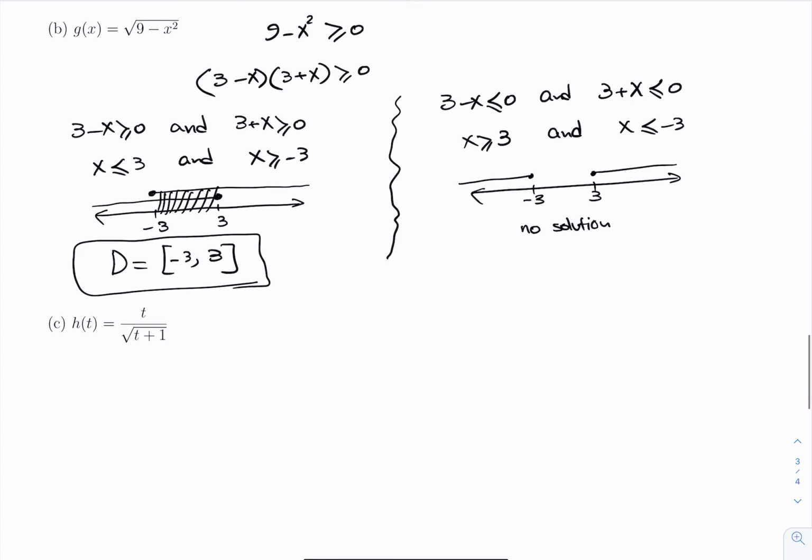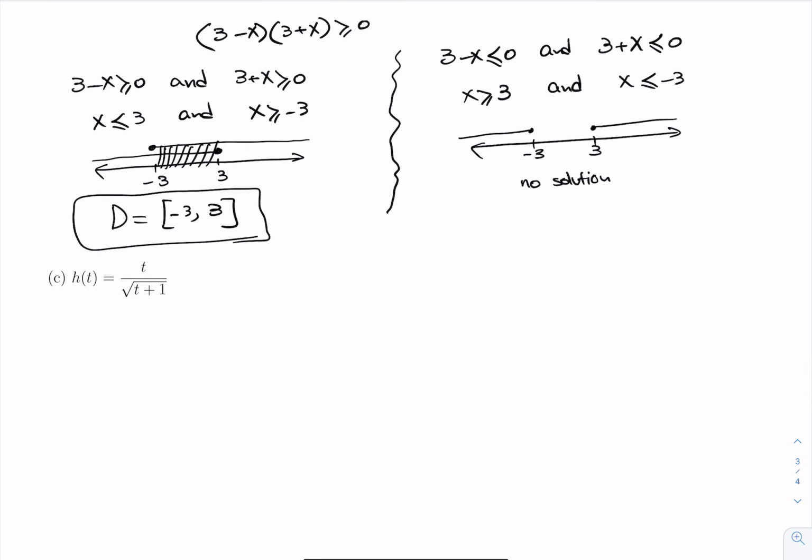Let's take a look at part C. h of t is t divided by square root of t plus 1. Here we have both a denominator and a radicand. The denominator cannot be 0. The radicand cannot be negative. So in short, t plus 1 cannot be 0, and t plus 1 cannot be negative. What is left? Positive. t plus 1 will have to be positive. t will have to be greater than negative 1.